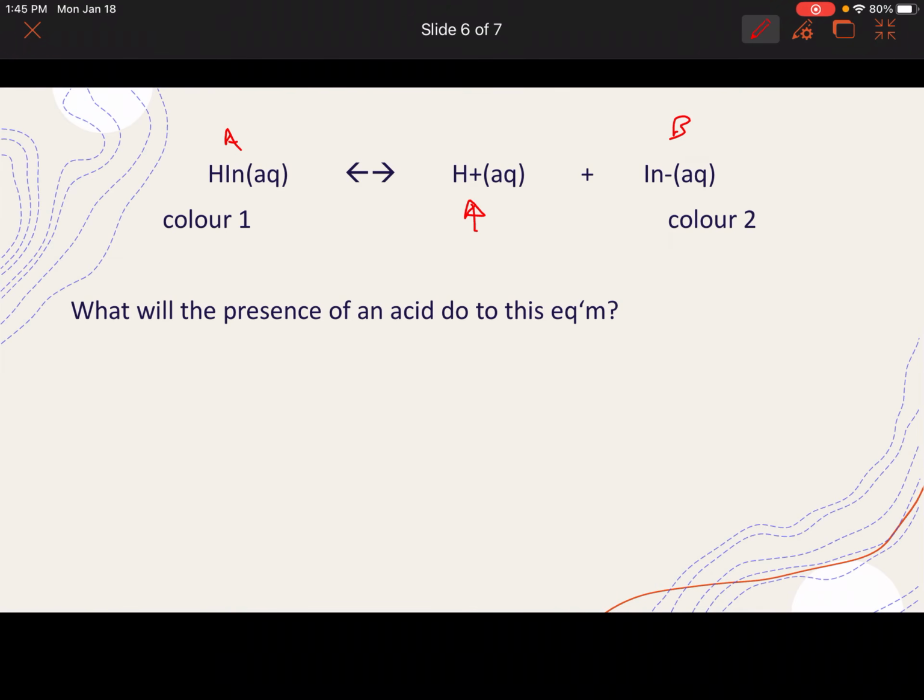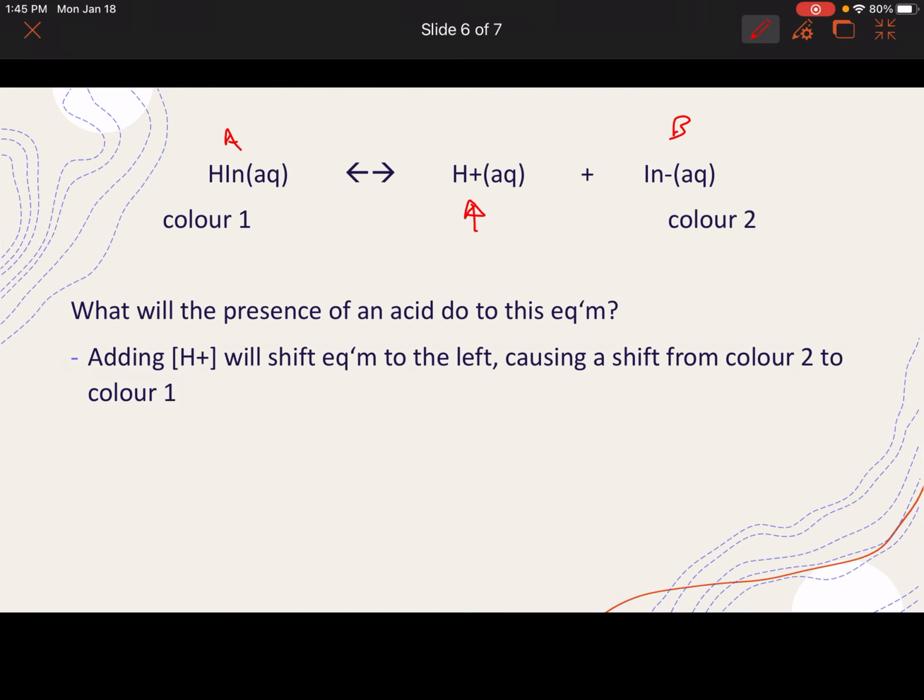If we add H+, that's going to increase the concentration of H+. It's going to increase the opportunity for H+ and In- to react, driving the reverse reaction. So it's going to shift equilibrium left. Adding H+ will shift equilibrium to the left, causing a shift from color 2 to color 1. If equilibrium shifts to the left, then you will see color 1, okay?